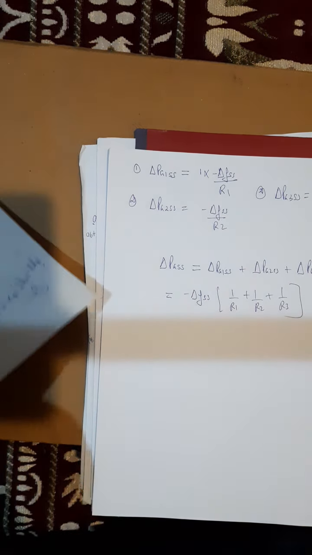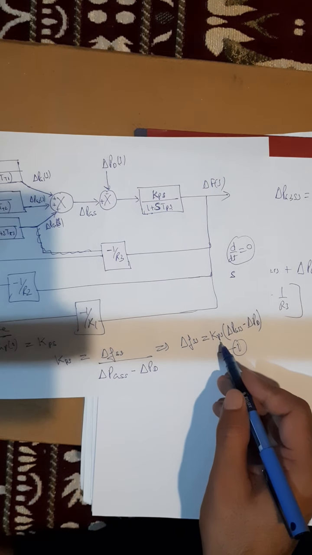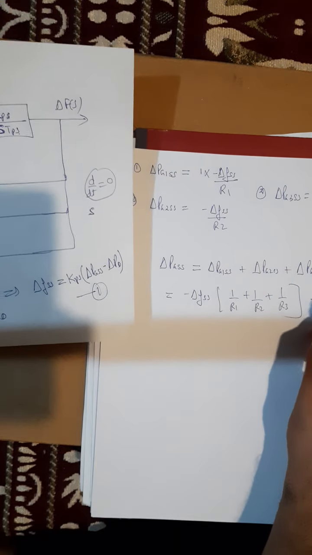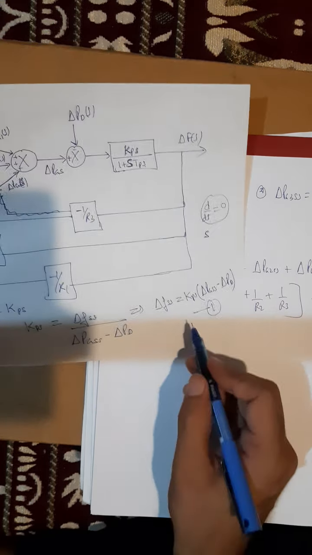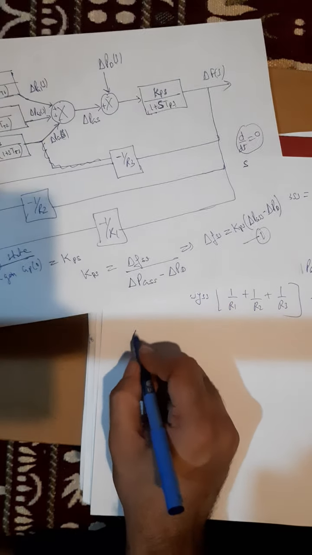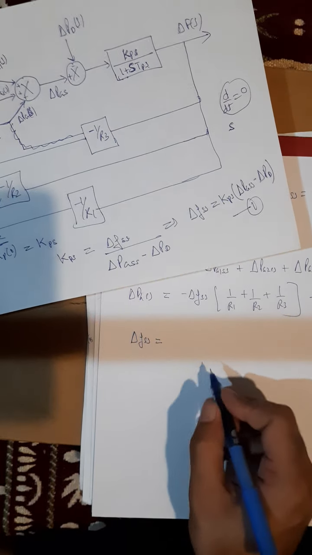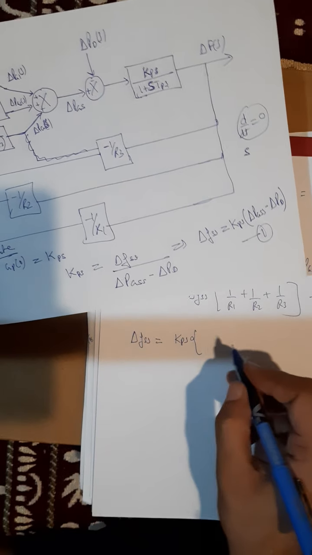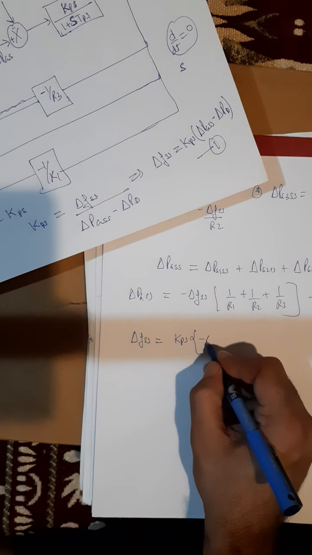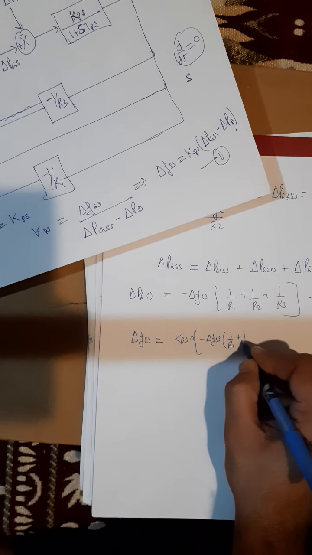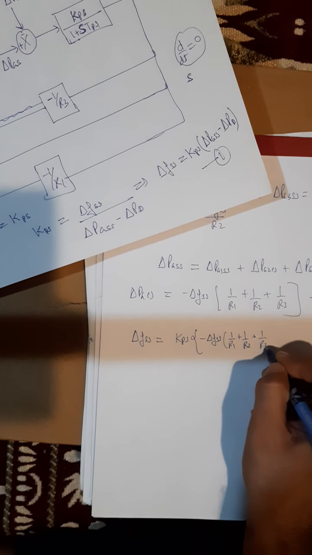So this is your delta PGS. We have calculated delta FSS here, which is KPS into delta PGS minus delta PD. So substitute equation 2 in equation 1. Substituting equation 2 in equation 1, what will we get? Delta FSS is equal to KPS multiplied by minus delta FSS times 1 by R1 plus 1 by R2 plus 1 by R3, minus delta PD.